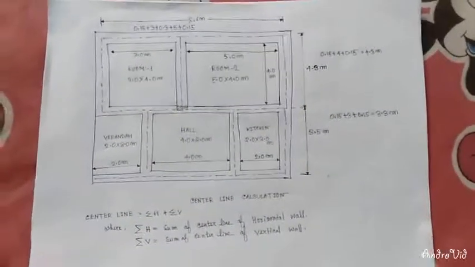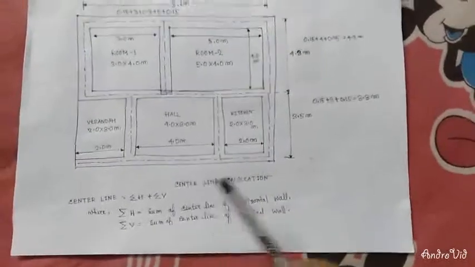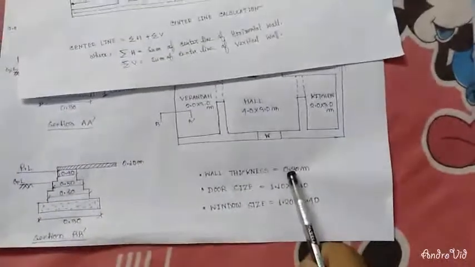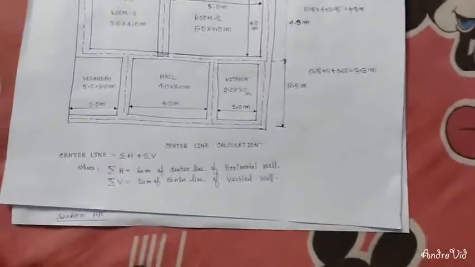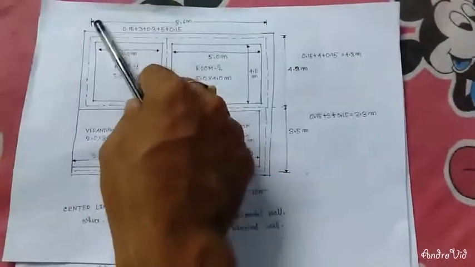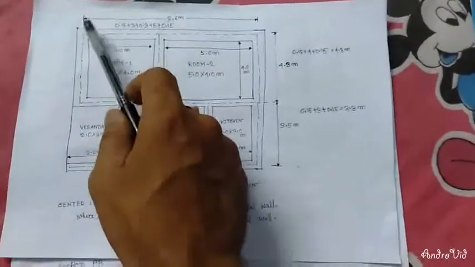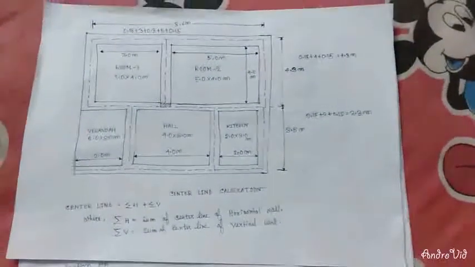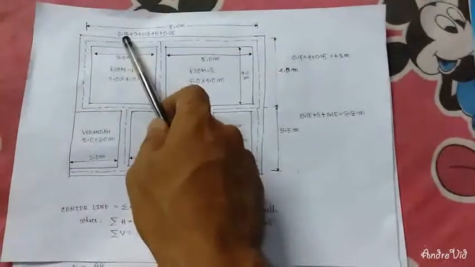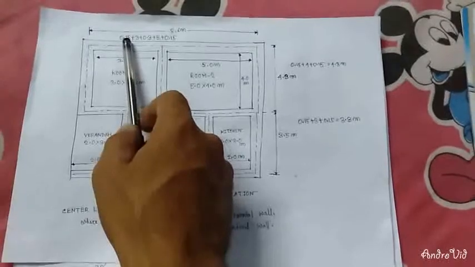Here in our plan, wall thickness is also given, that is 0.30 meter. This is our wall thickness. So here we have to consider half of the wall thickness. You can check from here to here. This is our length of the center line for this horizontal wall, and on this side we have to consider only half of the wall thickness, and that is 0.15 meter, because our wall thickness is 0.3 meter. So half of the wall thickness is 0.15 meter.